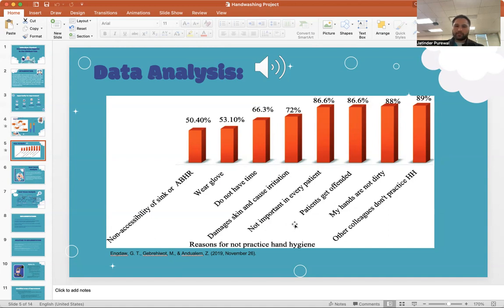86% said that it wasn't important with every patient, and 86% got offended. 88% said that their hands are not dirty, and 89% said that it doesn't apply to their practice. So in conclusion, the overall level of hand hygiene compliance among healthcare providers was poor. Training, availability of adequate soap and water, availability of alcohol-based hand rub, knowledge on hand hygiene, and attitude of healthcare providers were significantly associated with hand hygiene compliance.